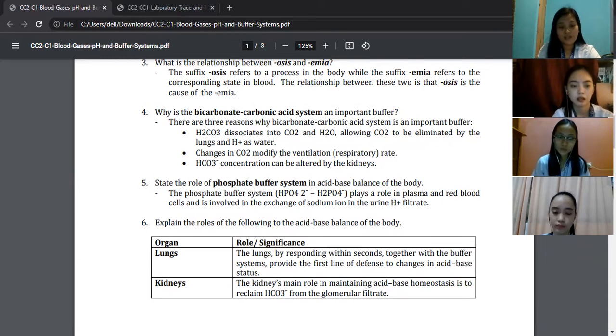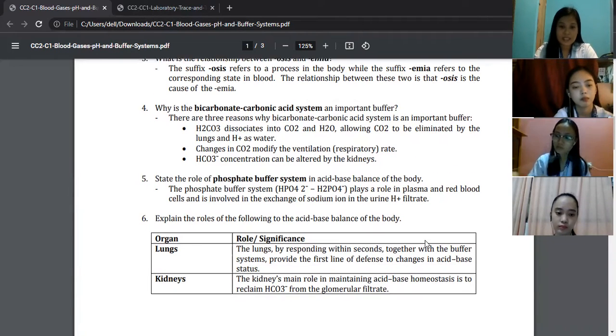So the next one is the buffer system, the phosphate buffer system. The phosphate buffer system plays a role in plasma and in red blood cells, and it is involved in the exchange of sodium ion in the urine hydrogen filtrate. So for your information, carbon dioxide is the end product of most aerobic metabolic processes. So let's move on to the role and significance of the lungs and kidneys.